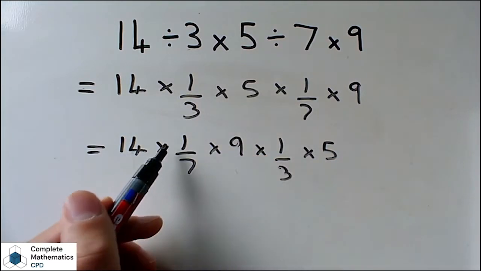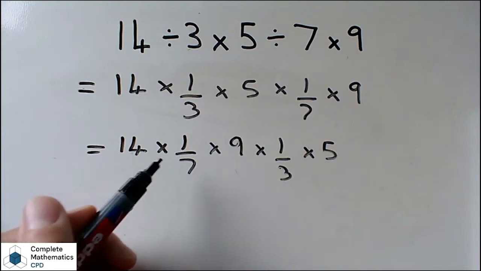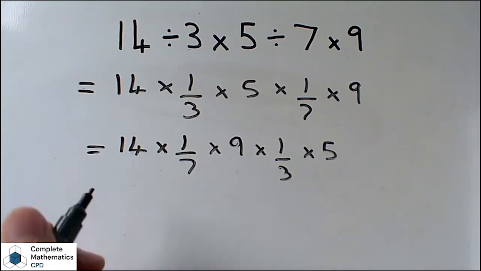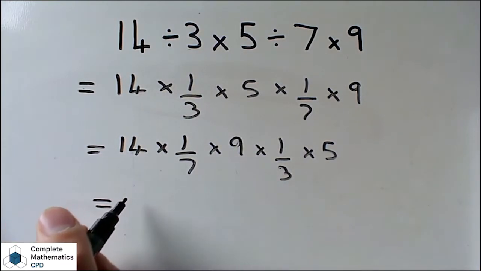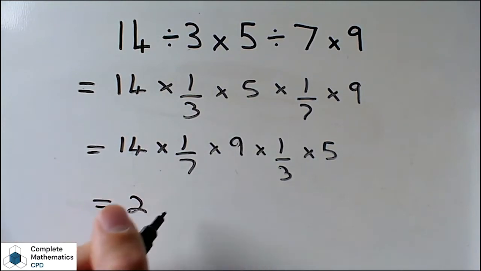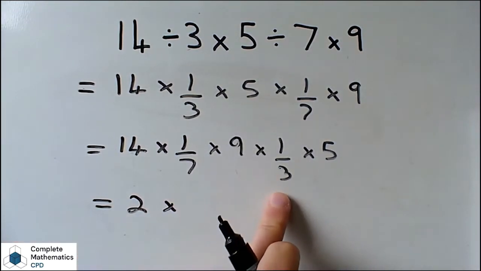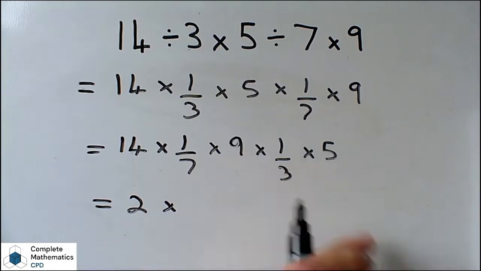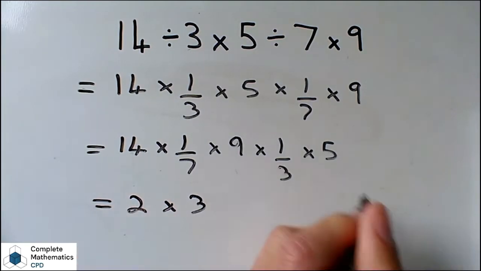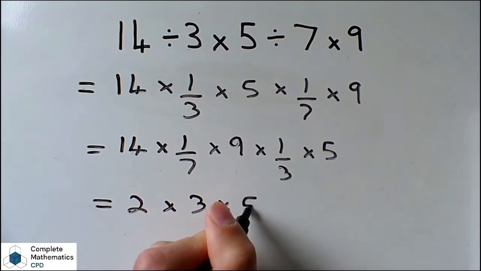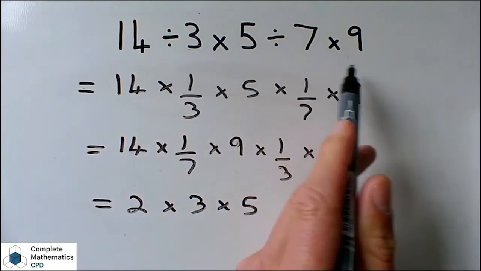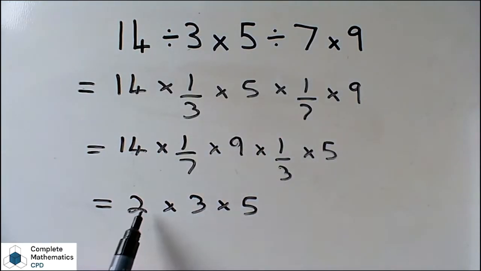And then 14 times 1/7 is the same as 1/7 of 14, or 14 divided by 7, which is 2. And then the 9 times 1/3, or 1/3 of 9, or 9 divided by 3, which is 3, and then the 5 at the end. And all of a sudden this nasty calculation at the top has been reduced to just 2 times 3 times 5, which is just 30.